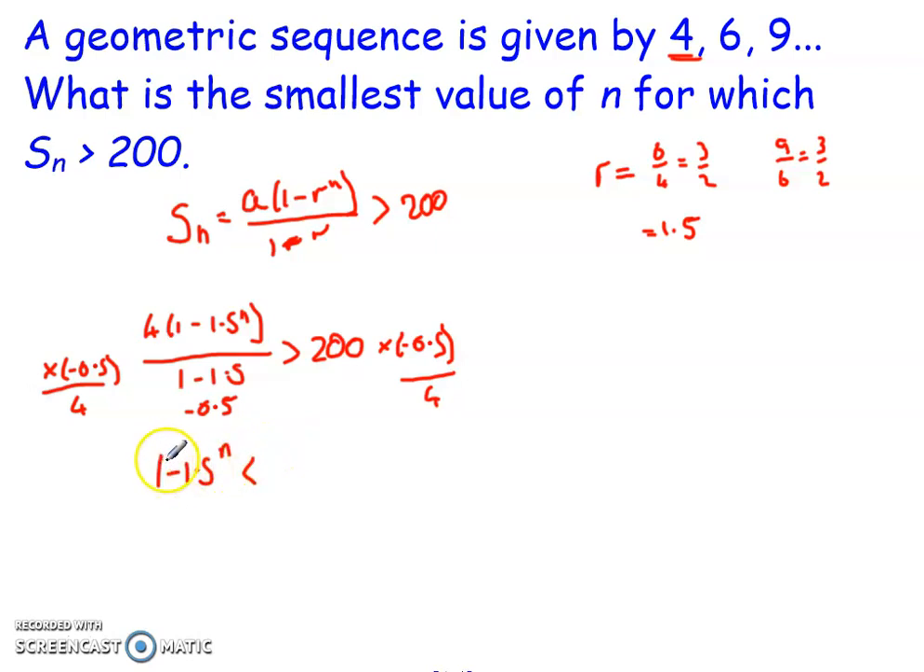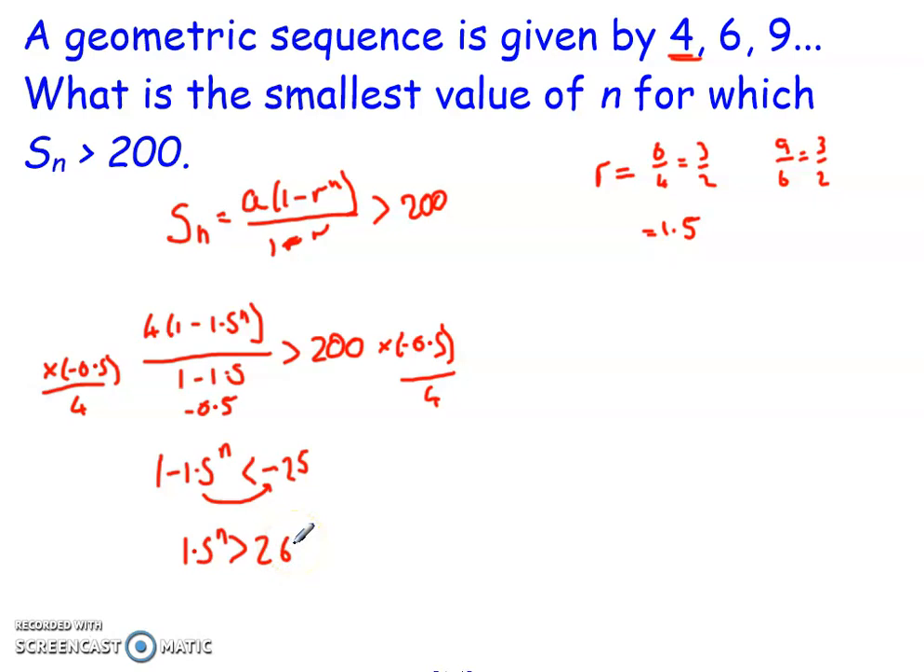So I then know that 1 minus 1.5 to the power of n has to be less than negative 25. If I then jiggle this about, so let's say I add 1.5 to the power of n across to here, and I take the negative 25 and add it across to here just to swap sides and make the term with the n the subject of my formula, what I'd end up getting is that 1.5 to the n has to be bigger than 26.